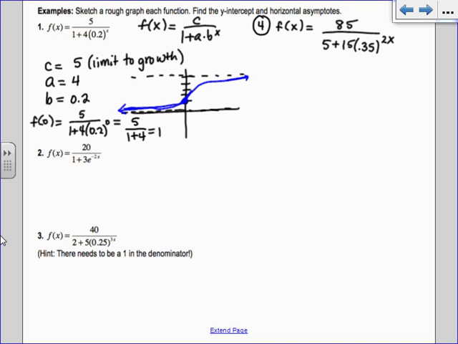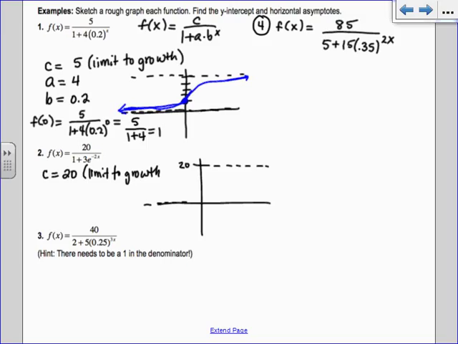Do we have a 1 where we need it? We do, right? So we don't have to identify c, a, and b. I guess we do c. c is 20. That's always our limit to growth, so that is the horizontal asymptote on the right side. I'm just going to do 20 and put it there. The other horizontal asymptote, like I said, is going to be 0 unless there's some kind of shift up or down on the end.